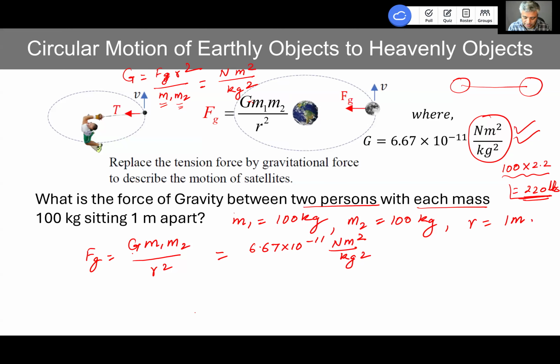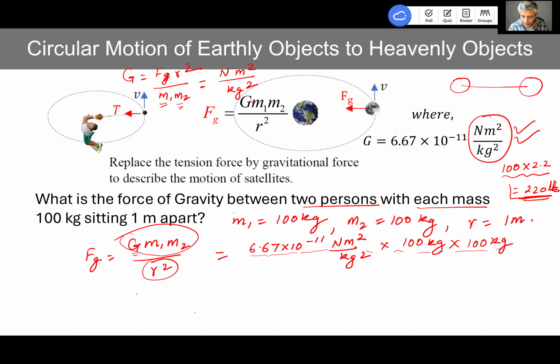So that is just the G. Now let's write the mass number 1, which is 100 kilogram. Now let's copy the mass number 2, which is also 100 kilogram. So that is done. In the numerator, we are done plugging in this number. Now let's put the denominator.